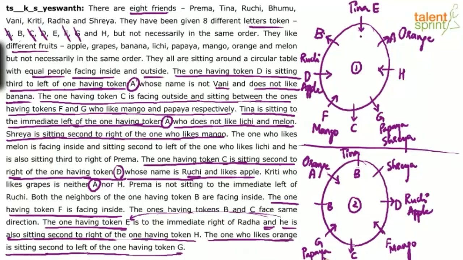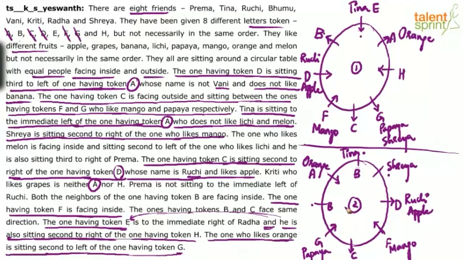Let us try it out. What are the positions where tokens are not assigned? This position, Shreya's position, and this position. See, B is possible in 2 places, right? Either this place or Tina's place, and then E and H will take the other 2 places. So these are the 3 places.